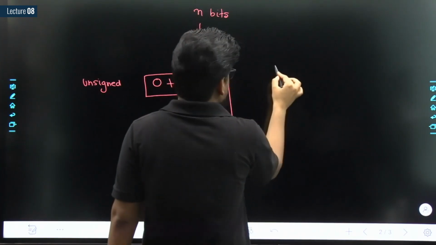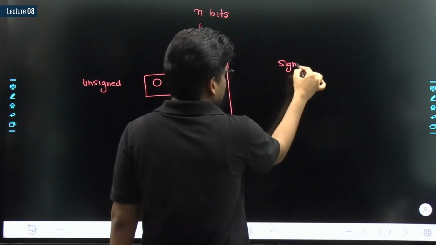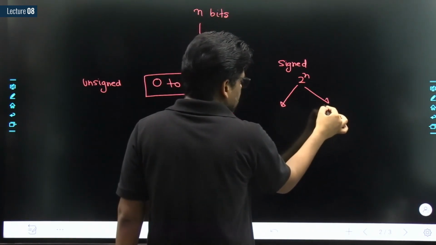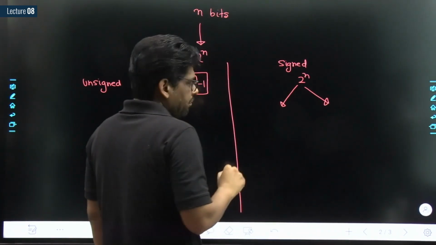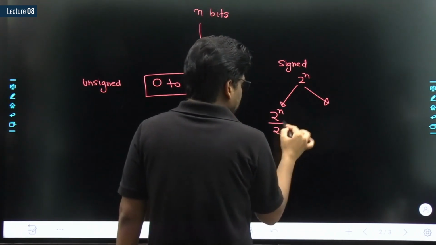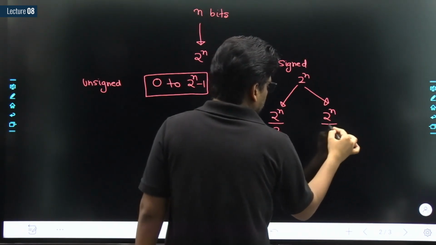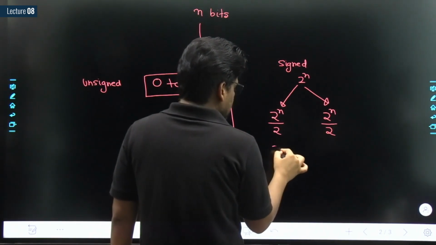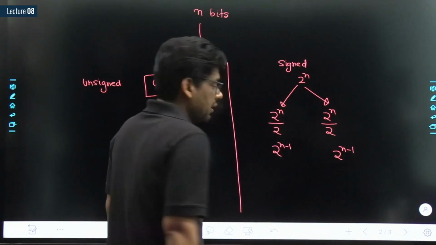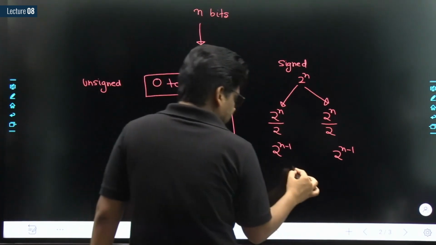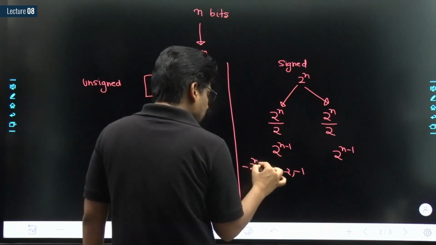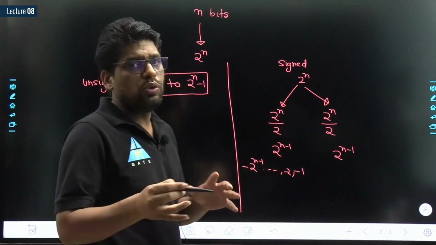But in case of signed, we need to distribute these possible numbers equally among positive and negative numbers. Let me halve it: 2 to the power n divided by 2 in negative, and 2 to the power n divided by 2 in positive. That is 2 to the power n minus 1 here. But in negative, we start our counting from minus 1, that is why it goes till exactly this number. Okay. If I ask you 1 to 100, how many are they?